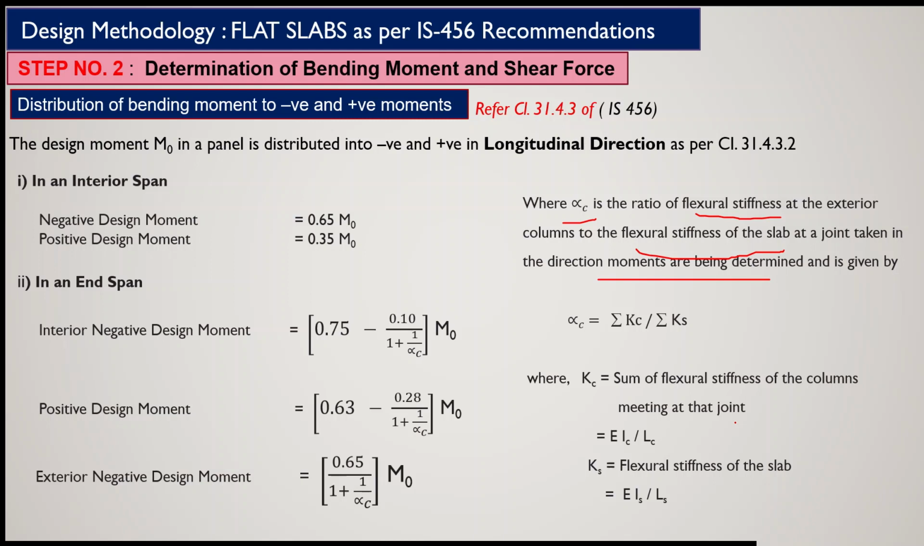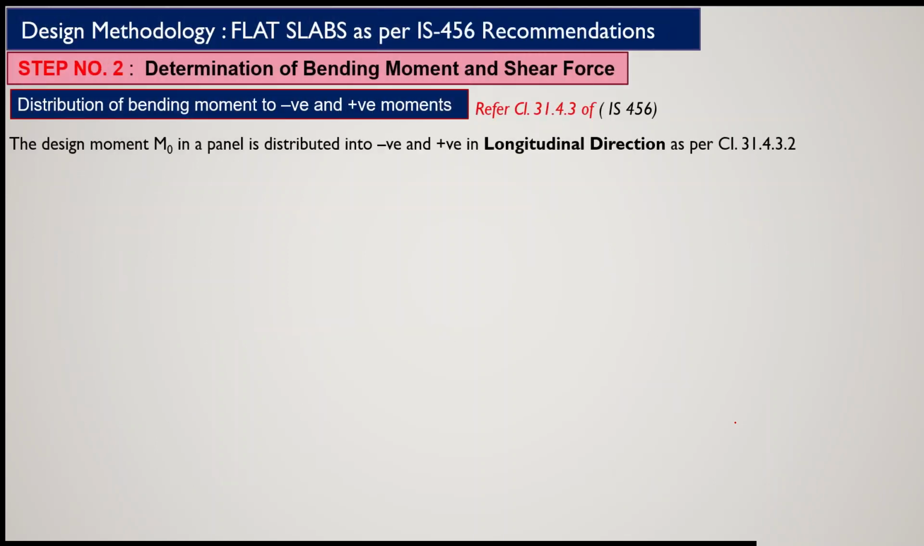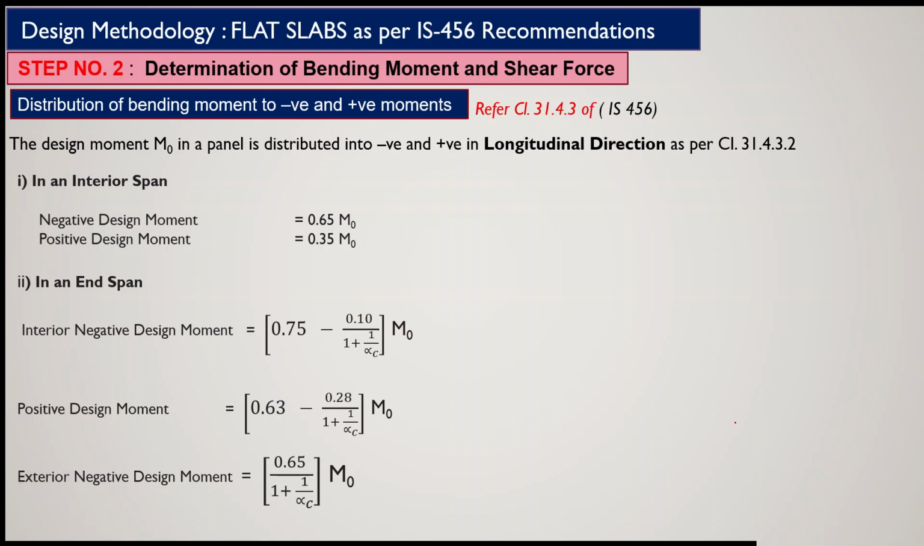Let us again revise the same point. First of all, we will be calculating the total design moment M0 for a panel. Then, depending upon whether it is part of an interior span or an end span, we will be distributing the bending moment into negative as well as positive. To understand it more effectively, let us continue. These points we have taken from the previous slide. Now we will have a diagram where we can easily understand.